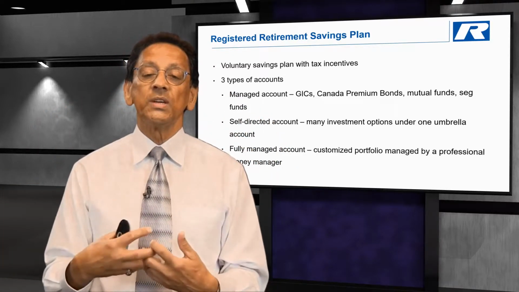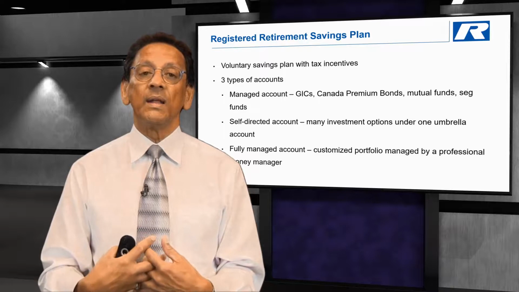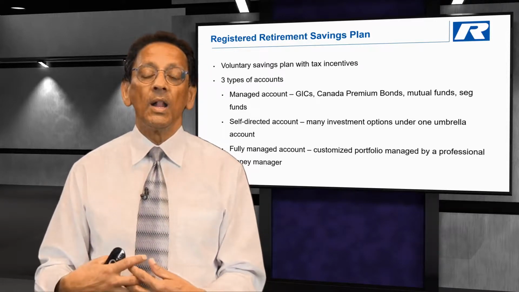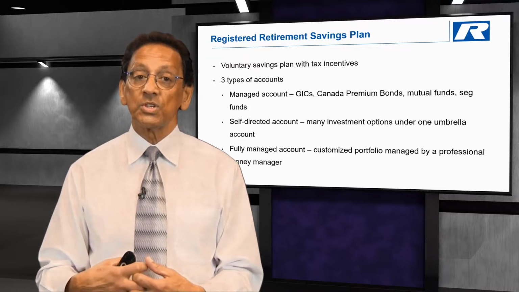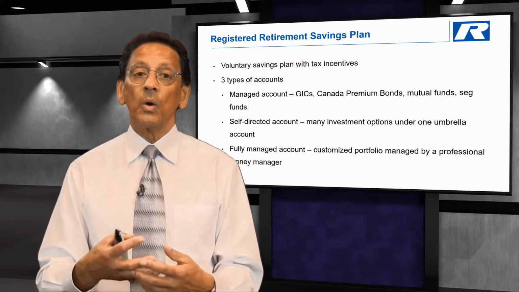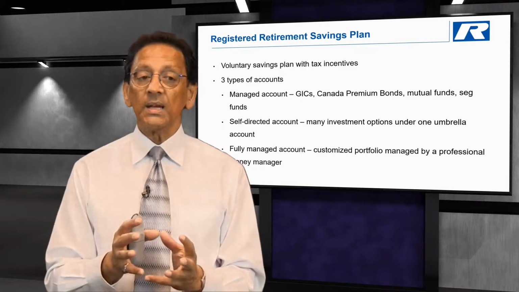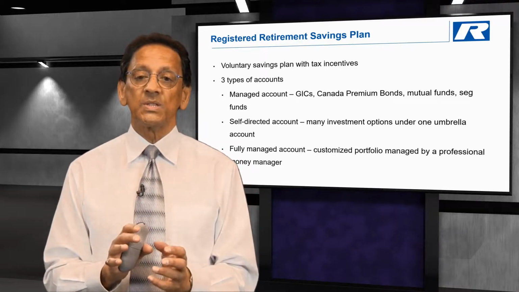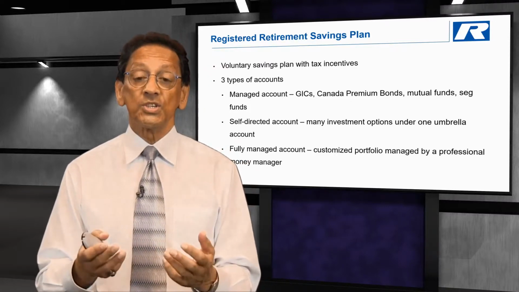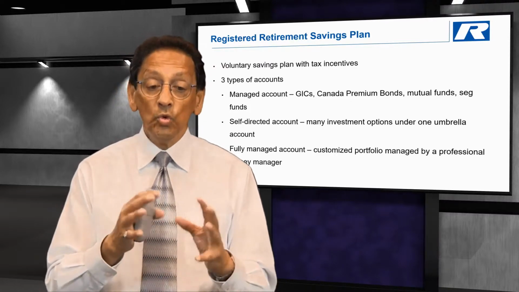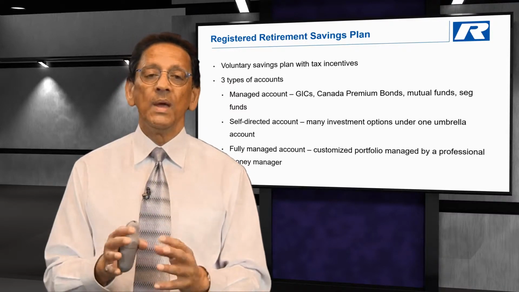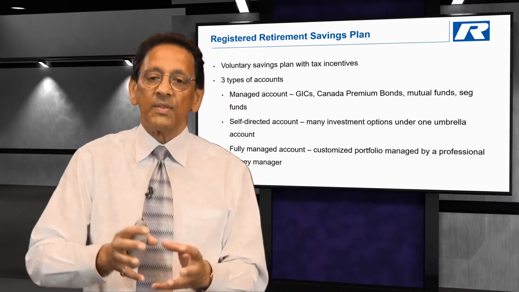Usually, depending on the amount of money and diversity in my RSP portfolio, securities brokers or stockbrokers will offer self-directed accounts where all of our different investments in our RSP are consolidated, and they will charge us an annual fee to perform that function. So it's an umbrella account to pull everything together.